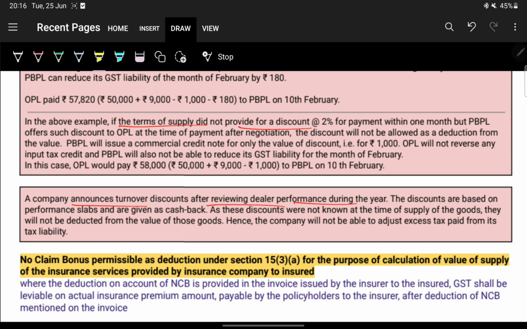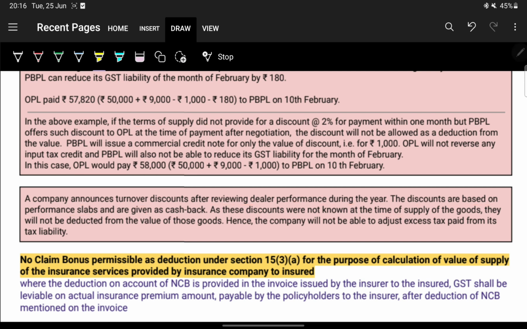We'll just read the question. The discounts are based on performance slab and are given as cashback. As these discounts were not known at the time of supply, they will not be deducted. That's what I was saying. If you have not agreed to the terms of the discount prior to the time of supply, then nothing doing. You cannot take the benefit. You cannot reduce that discount.